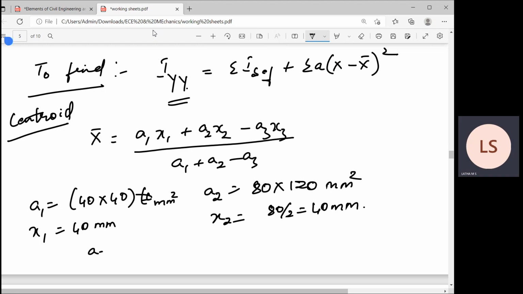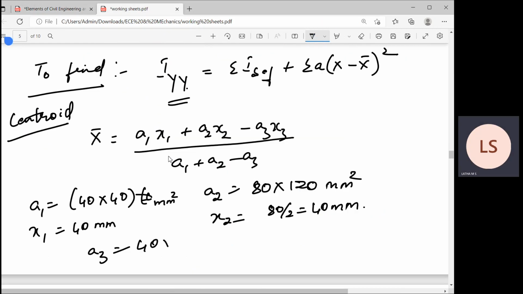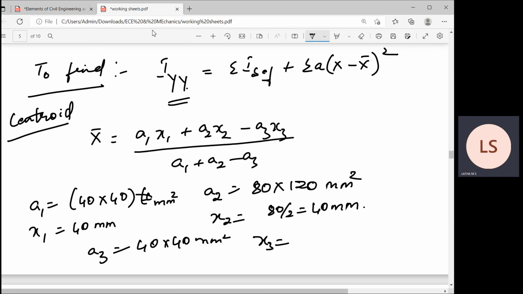Then what is A3? A3 is the small portion, 40 by 40 mm square. What is x3? From the geometry, I can see this is the center of the rectangle. Again, this will follow x2, so x3 is 40 mm. You can see here, all values of centroid are 40, 40, 40.